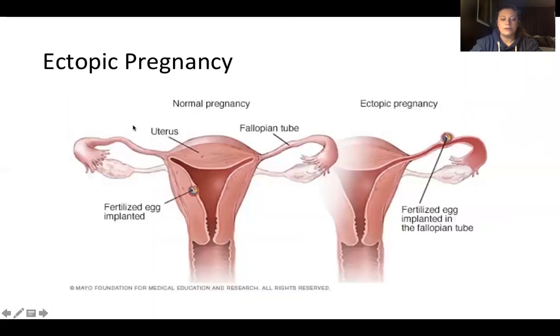Here we have an example of a normal pregnancy, and you can see here that the egg has implanted itself within the uterus, and then an example of an ectopic pregnancy where the egg has implanted itself on the fallopian tube.